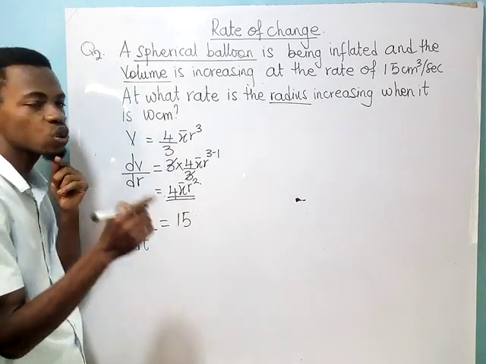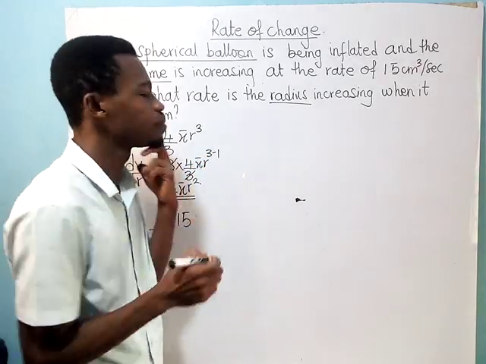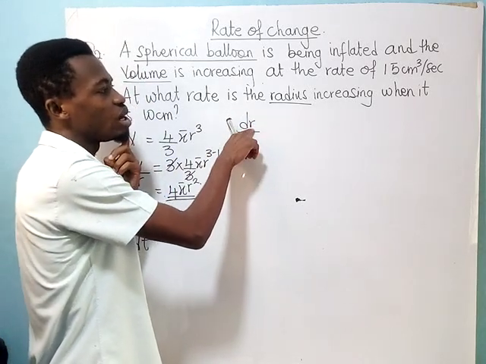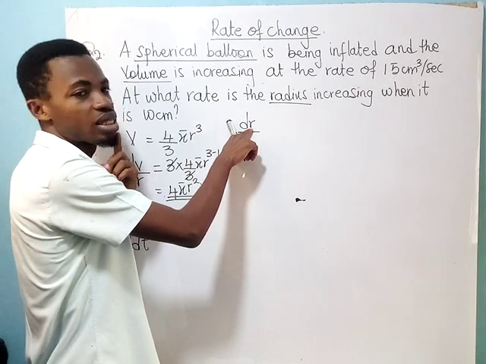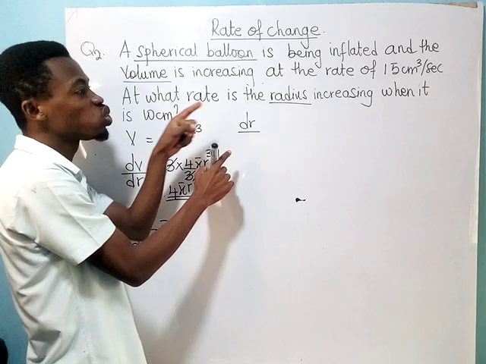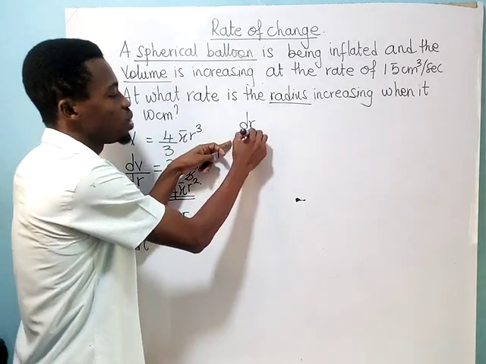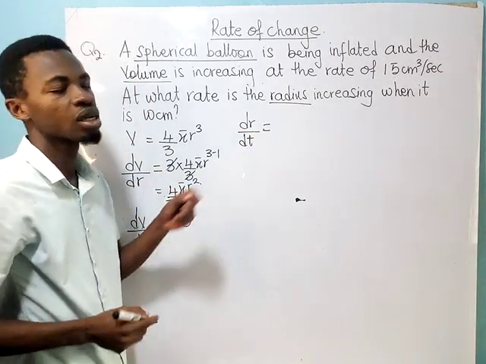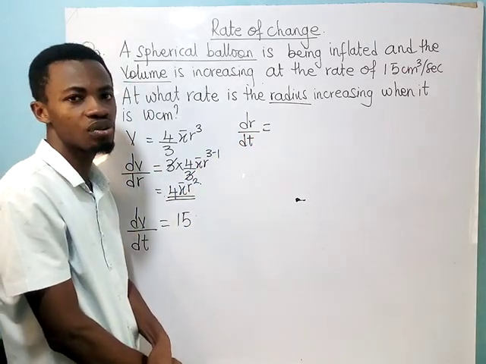Okay, let's move on. The next part, it says at what rate is the radius increasing when it is 10 centimeters? At what rate? Rate deals with time. So which means that we need to know the rate at which the radius is increasing with respect to time, which is dr/dt. So we need to find dr/dt. And here we are going to apply the chain rule.